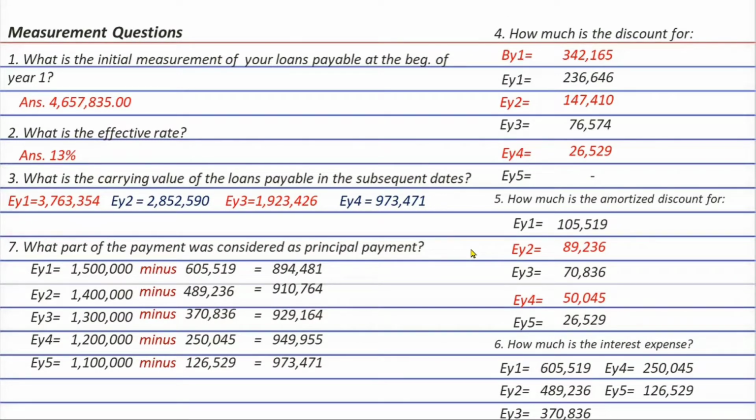So, episode 18. In the past episodes, we have enumerated the possible measurement questions related to the accounting of the loans payable. And we tried to answer those questions also based on an illustrative problem. In this video, we're going to answer those questions again, but we are going to use the amortization table to get the amounts instead of the timeline technique.